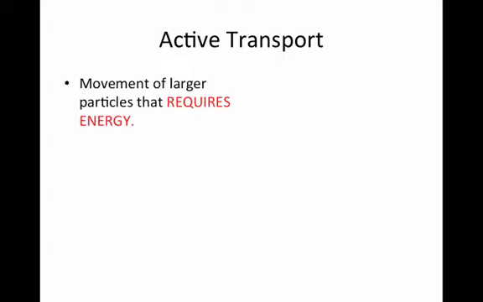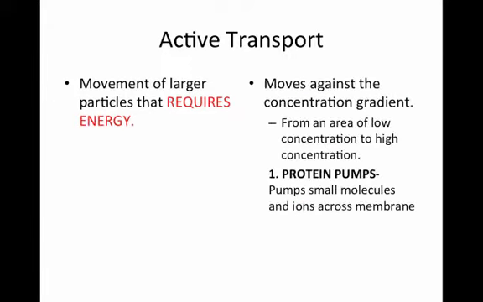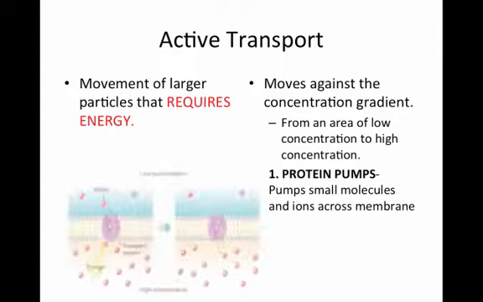Active transport requires energy. There are several different types of active transport. Usually things are moving against the concentration gradient. Protein pumps are small pumps made of proteins that transport things like sodium and potassium ions across the membrane of a cell.